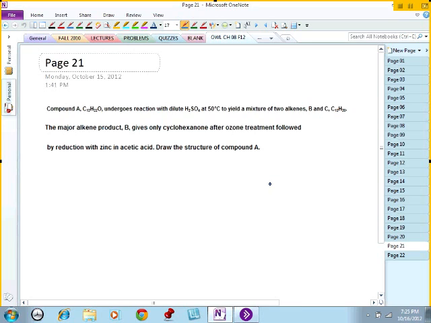Just for you to think about this question here. Okay, Paris, can you read this question for us? Undergoes reaction with dilute H2SO4 as well as a mixture of two alkenes. The major alkene undergoes ozonolysis followed by reduction with zinc and acetic acid. Draw the structure of compound A.